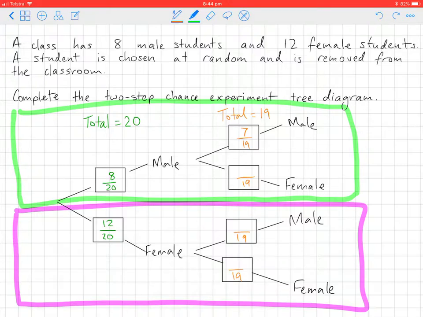Now, second to that, we didn't choose any females through this choice of male. So originally we had 12 females, and that will remain unchanged. So that will also become 12 over 19. So no change was made there.